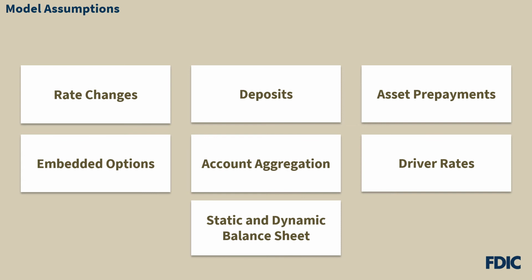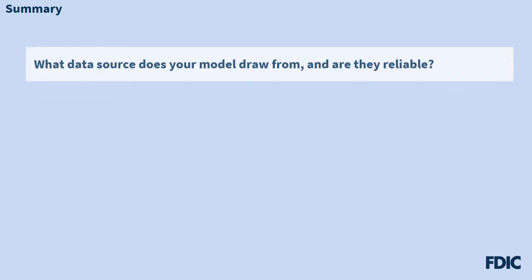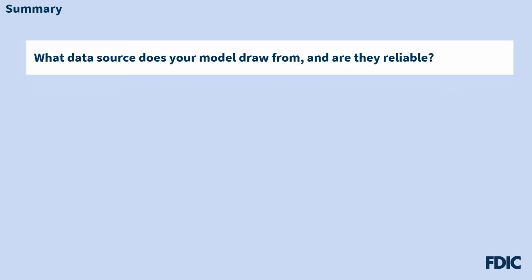Measurement systems are highly dependent upon assumptions, so when selecting a model for your bank, it can be helpful to consider both the balance sheet composition and what the model's capabilities are. The most effective models incorporate realistic assumptions so that proper results can be generated. Some questions that can be considered when assessing your bank's measurement system include: what data sources does your model draw from, and are they reliable?